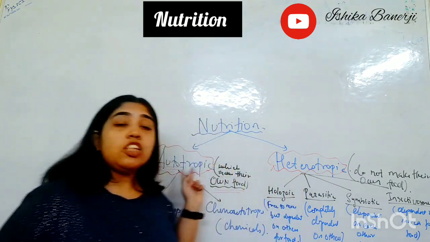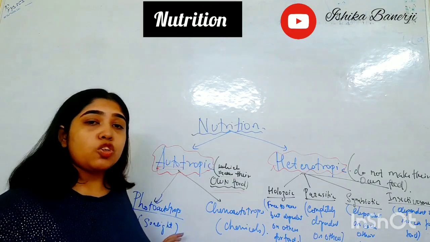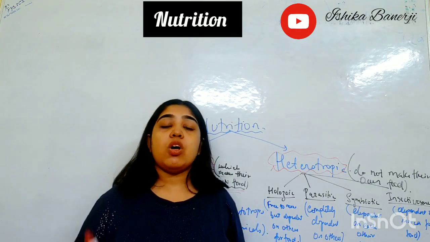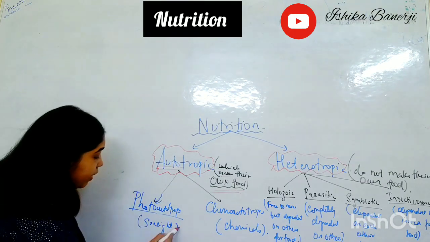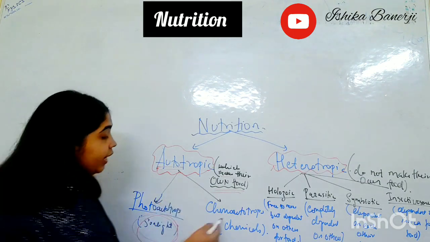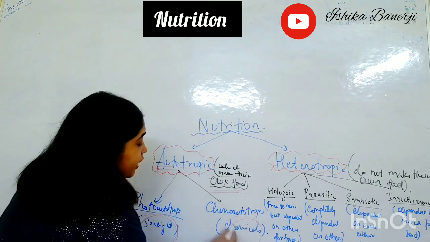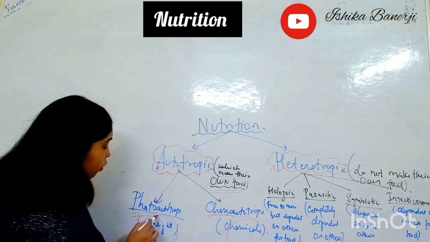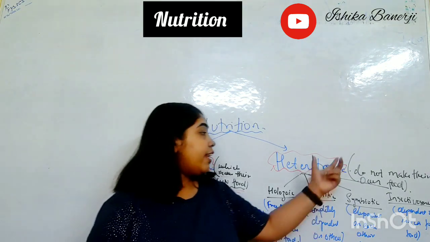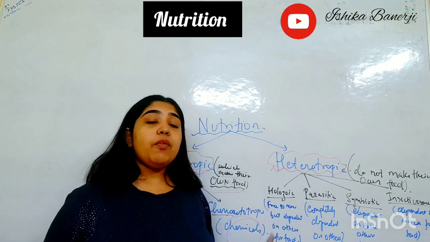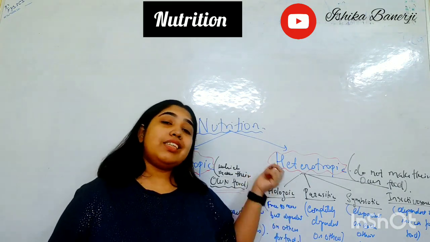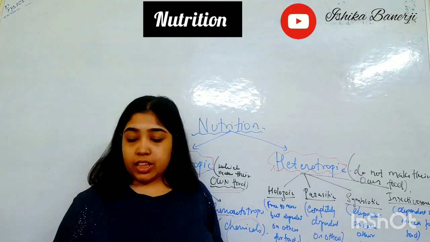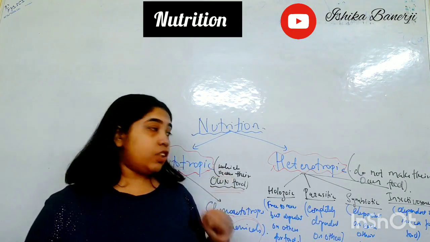Okay. Next, autotrophs, we have photoautotrophs and we have chemoautotrophs. What are photoautotrophs? Photoautotrophs are those who are dependent upon sunlight. And here chemo means what? Chemicals. Chemo itself says chemical. Photo means we know sunlight. Understand? Now come to this portion. Here we have parasites, holozoics, symbiotic and insectivorous.